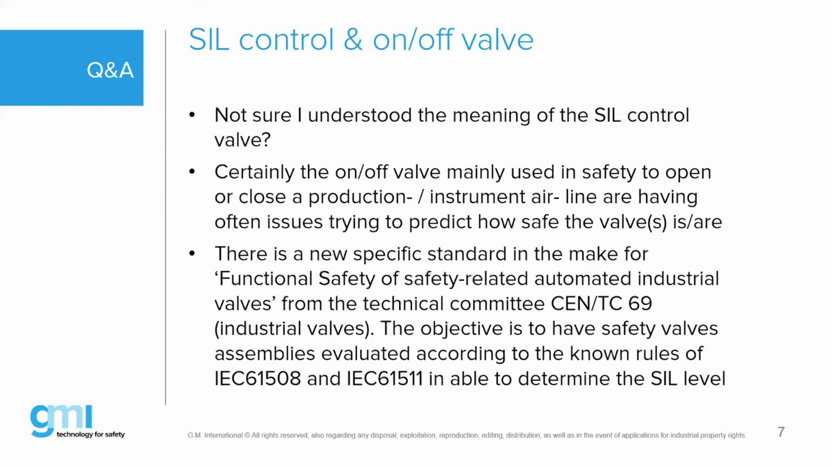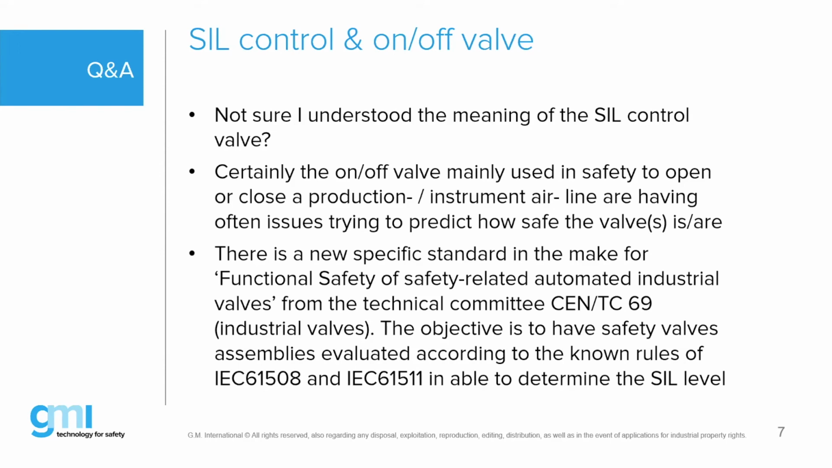The last bullet, there is a new specific standard in the making. That means it's ongoing. It's not released yet, as far as I understood. It's called Functional Safety of Safety-Related Automated Industrial Valves, and it is coming from a technical committee, the CEN-TC, Technical Committee 69. The objective will be to have safety valve assemblies, meaning the body, the actuator, the stem, whatever you are using to open or close a valve.